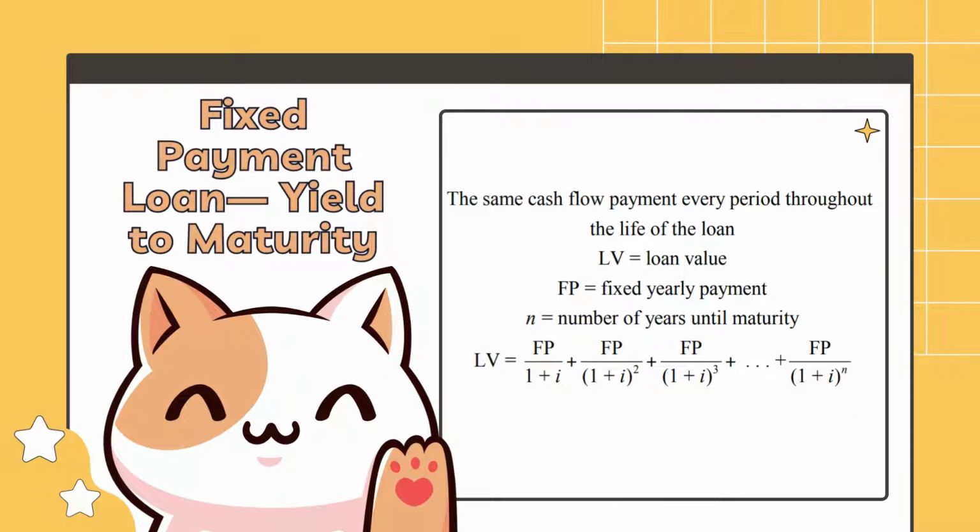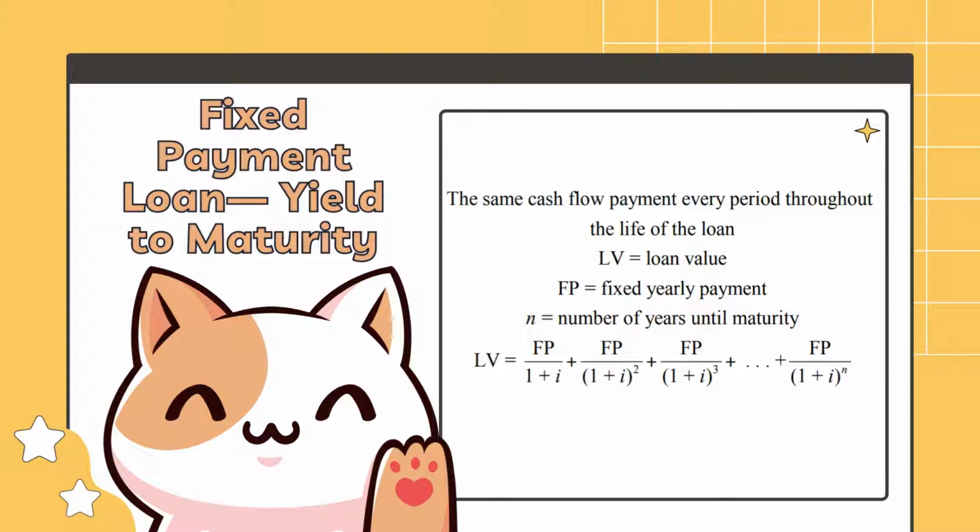So, paano siya kino-compute? This is the formula. Loan value is equal to fixed yearly payment divided by 1 plus i. So, ang first equation natin, FP over 1 plus i, where i is the rate for the first year. I-continue natin yan plus same formula. Pag second year na, i-erase na natin sa 2, i-erase na natin sa 3 on the third year, and so forth. So, continuous yung ating magiging formula niyan.